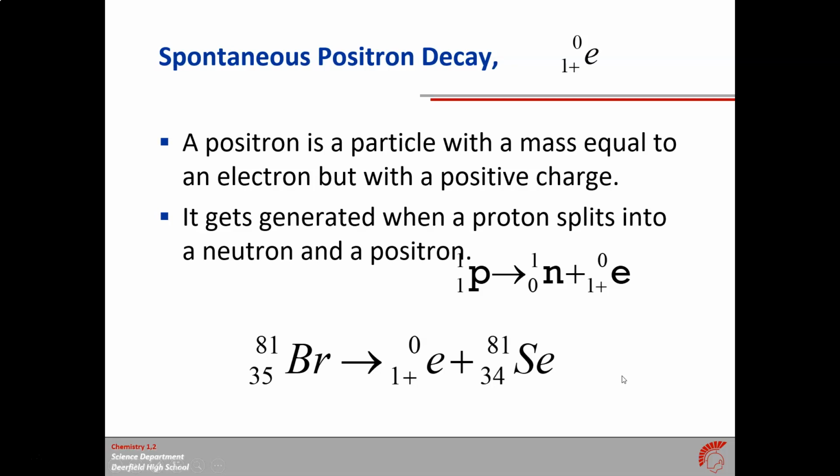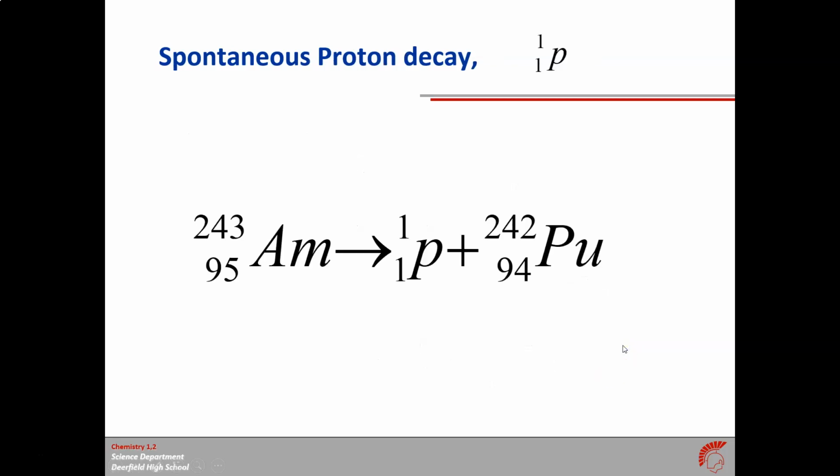And again, this is the most common thing to happen when you have a higher proton to neutron ratio than is comfortable. So a beta particle gets released when you have a high neutron to proton ratio. A positron gets released when you have a high proton to neutron ratio. You could also just have a proton emitted. Not often going to happen. Again, positron emission is more likely to happen than a proton decay.